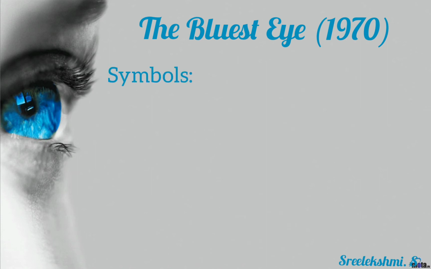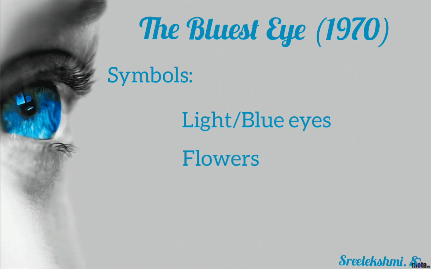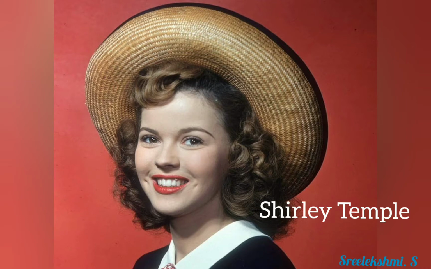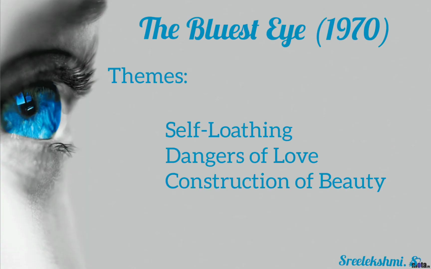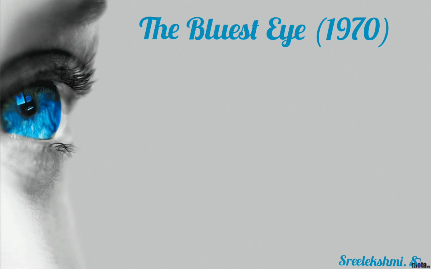There are some symbols in this novel. First of all, the blue eyes, light eyes. It is a sign of beauty. African Americans hate their identity of not having blue eyes or light eyes. Then flowers. Flowers stand as a symbol of hope, of happiness. Then movie stars. Movie stars stand as a symbol of unattainable goals. Here there is a mention of an American actress named Shirley Temple, who has blue eyes, and Pecola really admires her beauty. And the themes of this novel are self-loathing, dangers of love, construction of beauty, etc. So let's go into the novel.